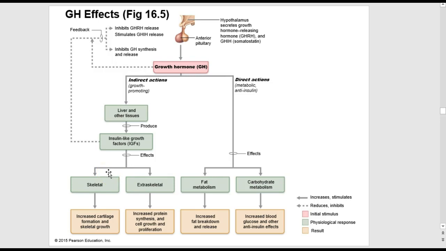The bones will grow in response to growth in the muscles. So we make more cartilage, and that cartilage through endochondral ossification, or intramembranous ossification if we're talking about skull bones and clavicles, will increase the size and the density of the bones.